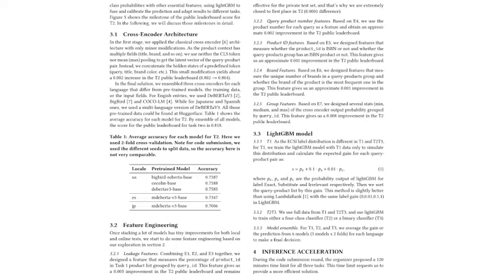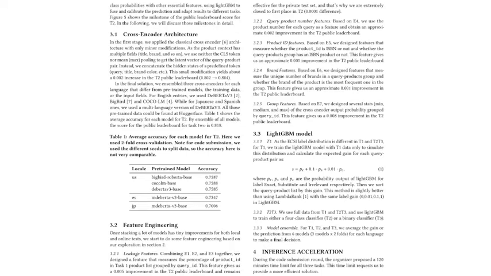Based on E4, we use the product number for each query as a feature and obtain approximately 0.2% improvement in the task 2 public leaderboard. Based on E5, we designed features that measure whether the product ID is an ISBN or not, and whether the query product group has an ISBN product or not. This feature gives us approximately 0.1 improvement in the T2 public leaderboard.